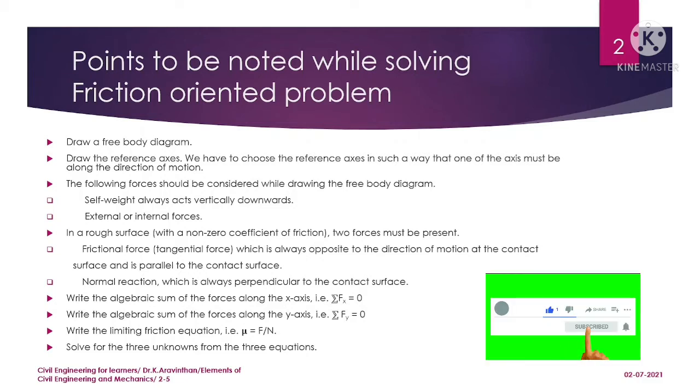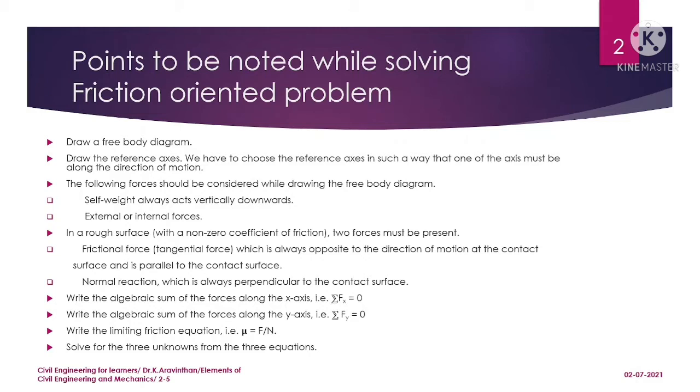These are the points to be noted while solving friction problems. If any condition or case is given, first draw the free body diagram. You have to remove the object where it is supported or hung, remove everything, and only mention the forces acting at a single point. This is known as the free body diagram. After that, you have to take a reference axis, since the object can be on a horizontal plane or an inclined plane.